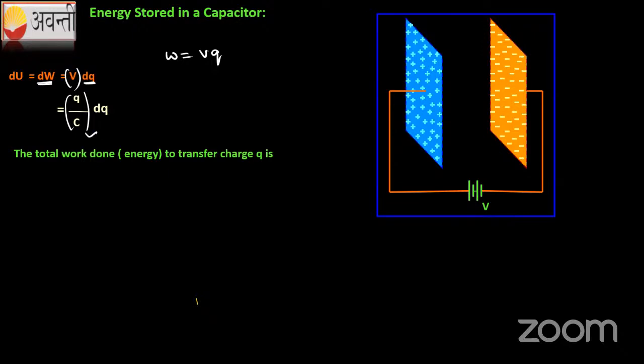This is a capacitor, guys. What is the capacitance of the capacitor? Q by C only, right? Sorry, Q by V. If I want to write V, then V is equal to Q by C.